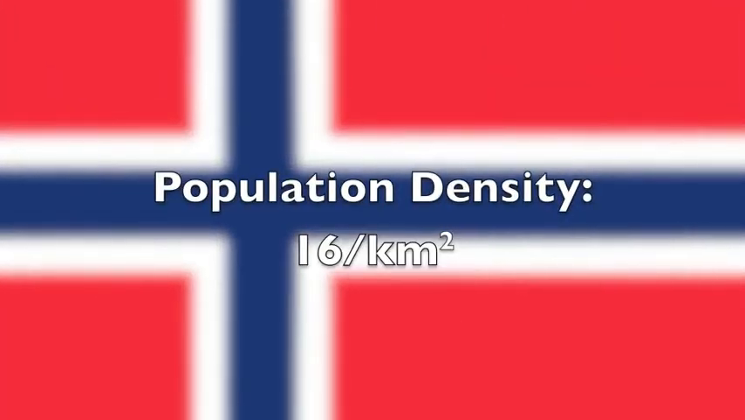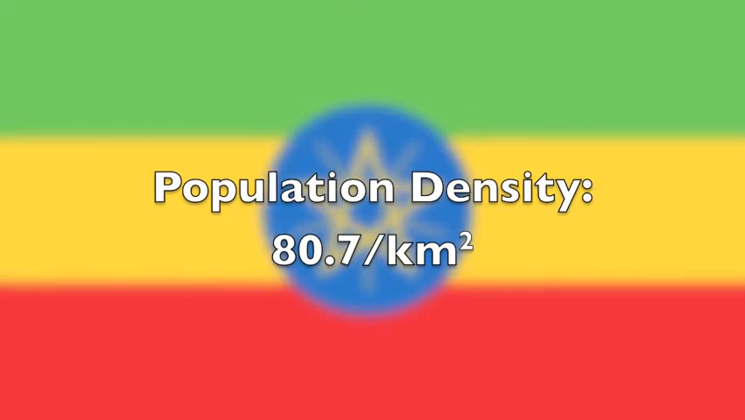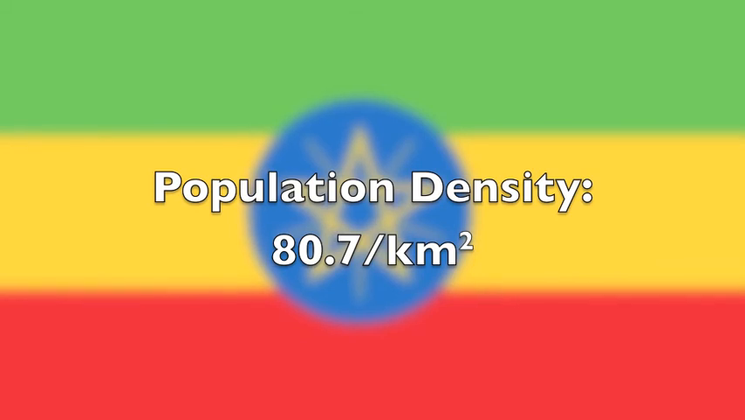For one thing, the population density in Norway is 16 per square kilometer. However, in Ethiopia, the population density is 80.7 per square kilometer. Very high. This shows us again that Ethiopia is a developing country.